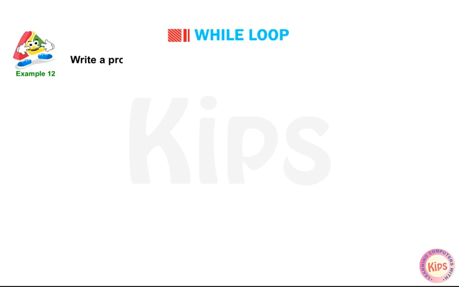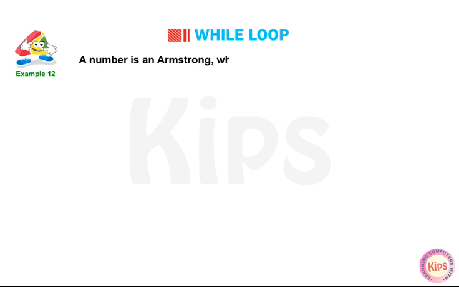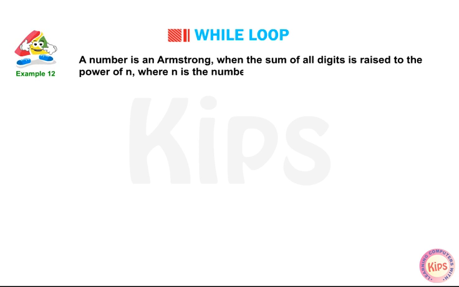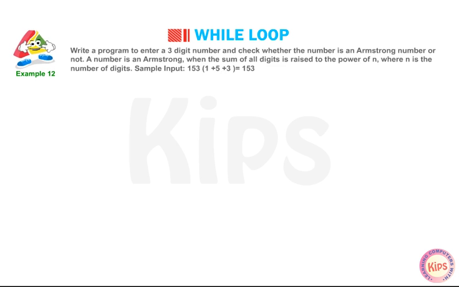Example: write a program to enter a 3-digit number and check whether the number is an Armstrong number or not. A number is an Armstrong number when the sum of all digits raised to the power of n, where n is the number of digits, is equal to the number. Sample input: 153 (1 + 5 + 3 is equal to 153).